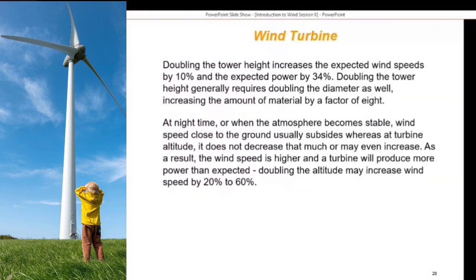So at night time, or when the atmosphere becomes stable, wind speed close to the ground usually subsides, whereas at the turbine altitude it does not decrease that much or may even increase. As a result, the wind speed is higher and a turbine will produce more power than expected. Doubling the altitude may increase wind speed by 20% to 60%.